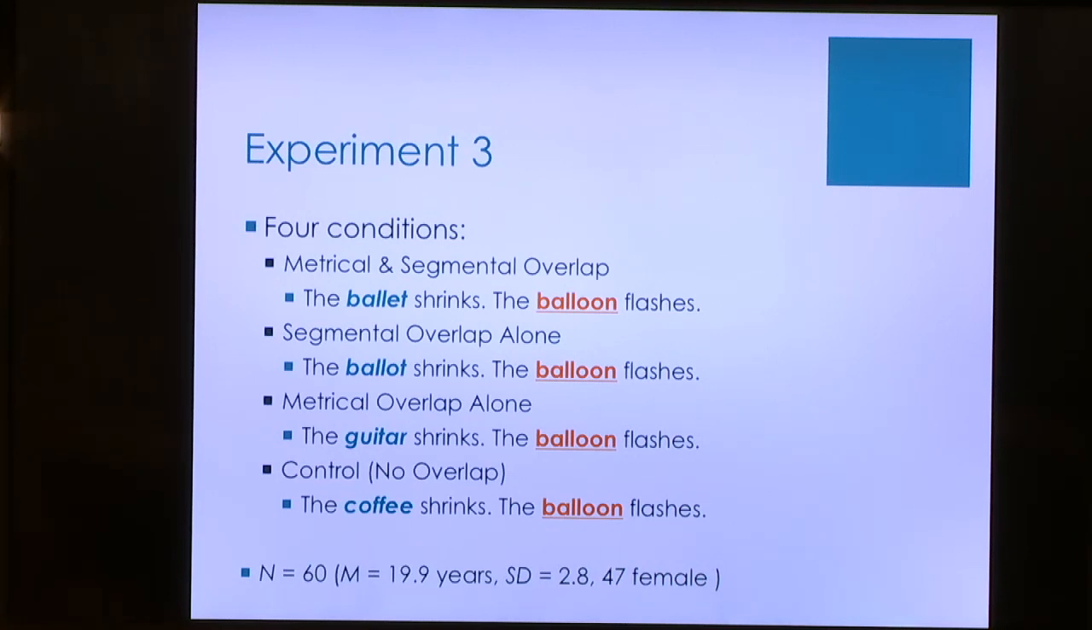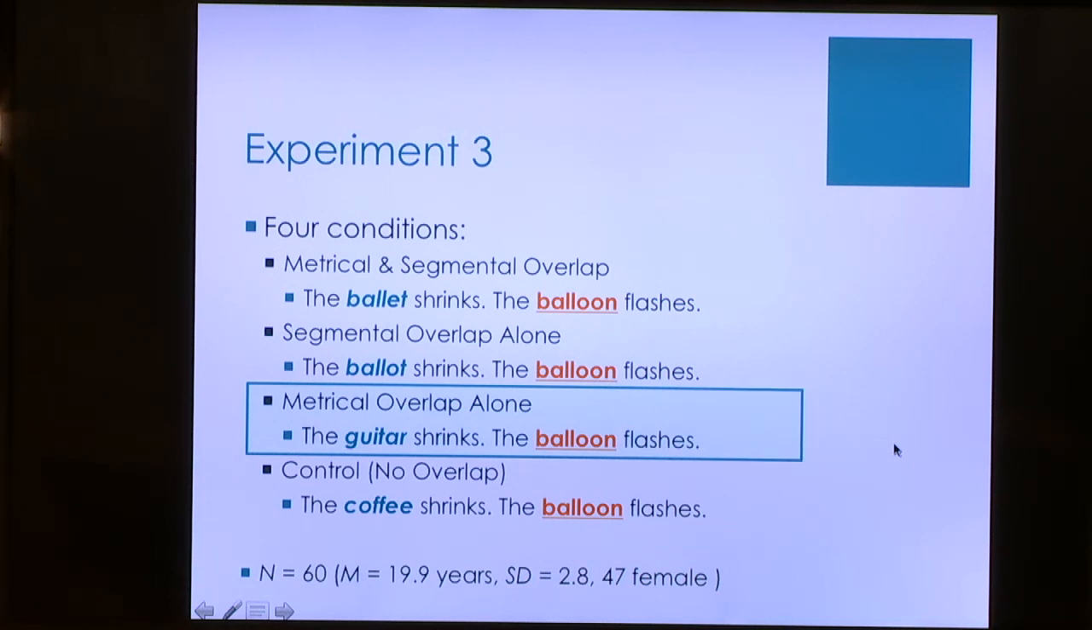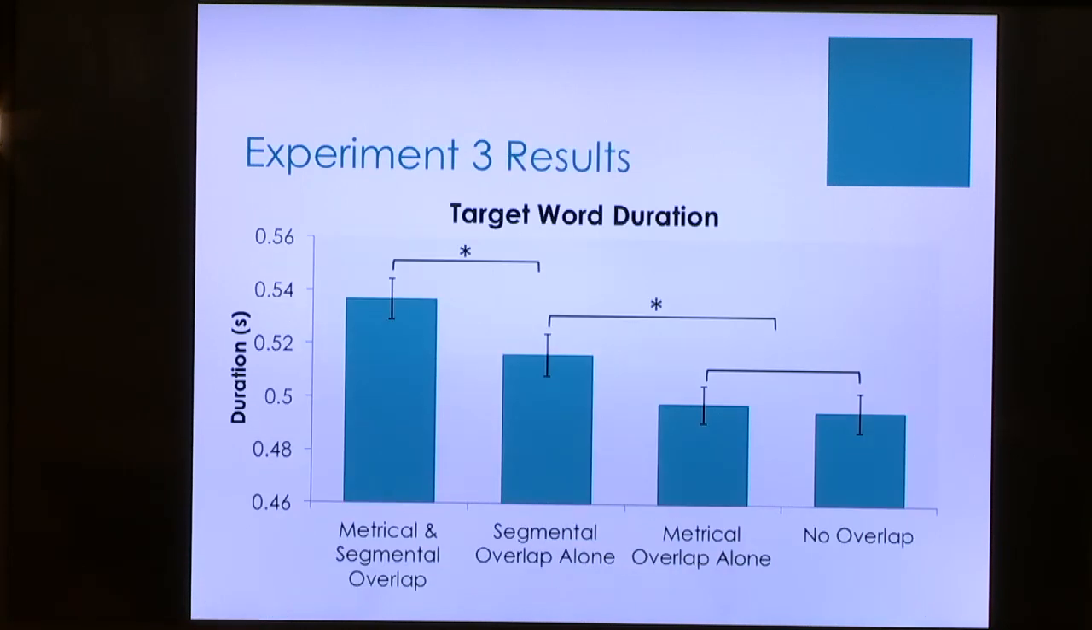So in this experiment, it's just like experiment 1, where we've got the picture description task, only this time we added the condition for metrical overlap alone. So these words had no phonemic features in common. They just had the same stress pattern, like guitar, balloon. And again, we used trochees and iambs in this, and we had 60 subjects in this task this time.